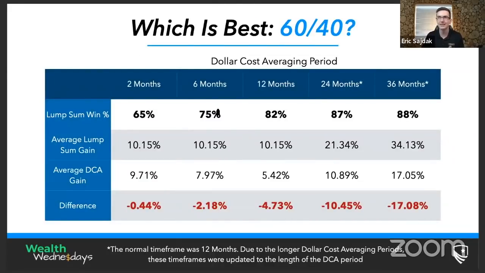Once again, when we look at these different time periods, the shorter the time period, the more it becomes a coin flip. Not surprisingly, the lower the difference is between lump summing and dollar cost averaging. Again, not surprising here, the further out we get, there's an 88% chance of lump summing winning if you're looking at dollar cost averaging over a longer period of time. And the difference is greater as well.